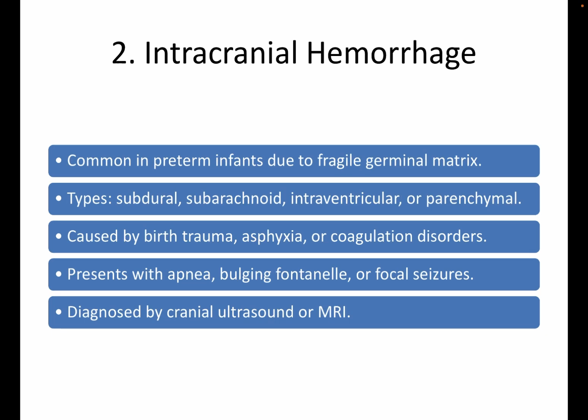Intracranial hemorrhage is more common in preterm infants due to the fragile germinal matrix, and the types are subdural, subarachnoid, intraventricular, or parenchymal hemorrhage, caused by birth trauma, asphyxia, or coagulation disorders. It presents with apnea, bulging fontanelle, and focal seizures. It is diagnosed by cranial ultrasound or an MRI.